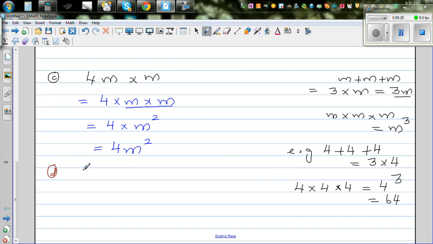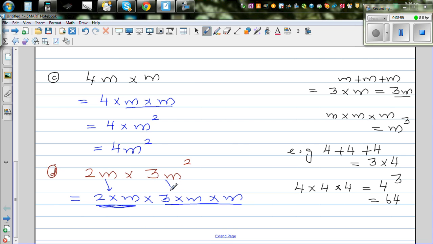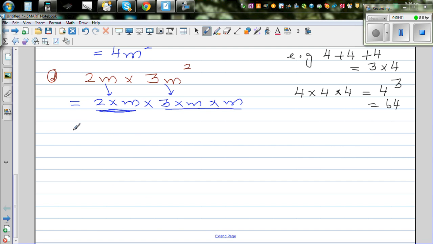Okay, so let me give you one more example. Suppose it is, say, 2m times 3m squared. Okay, so here, to simplify this, let's expand this out. So this is same as writing 2 times m times 3 times m times m. I've just expanded this. This is 2m, and this is 3m squared. So now let's group the numbers and the letters separately.